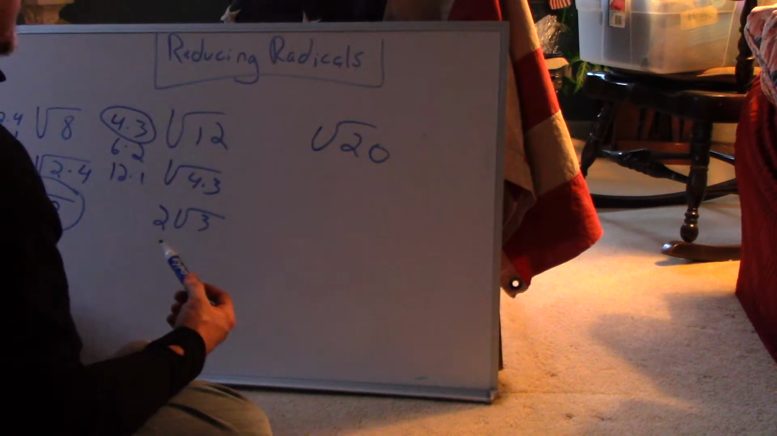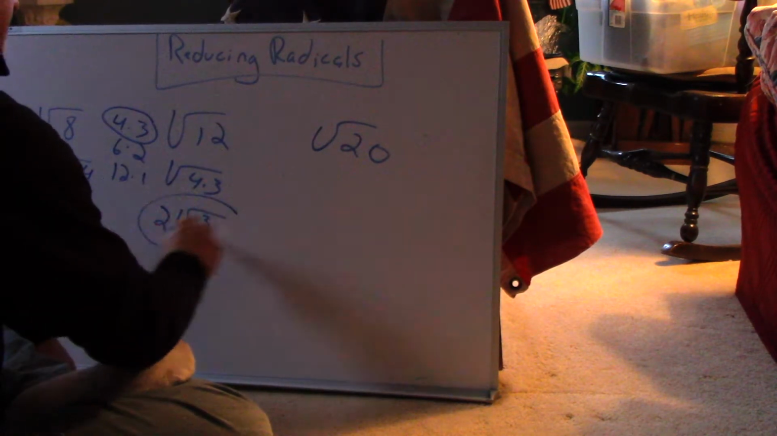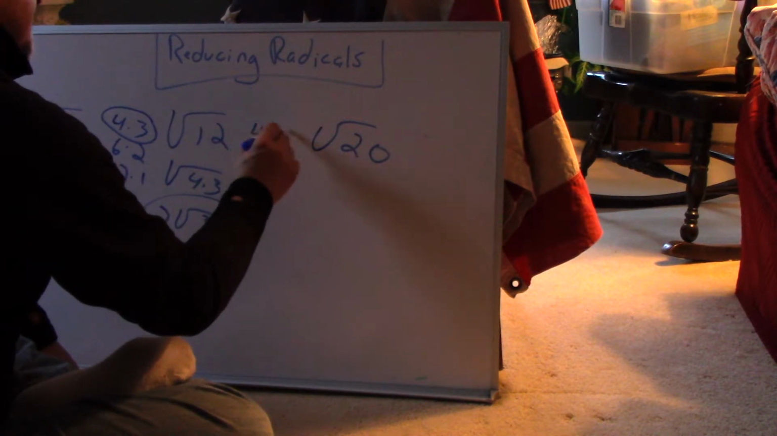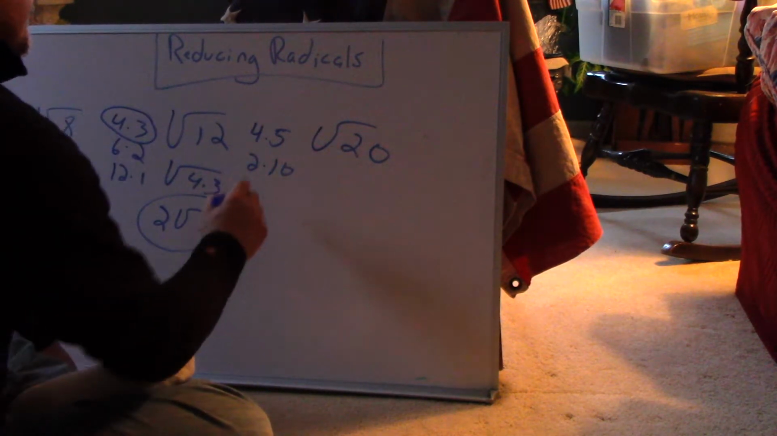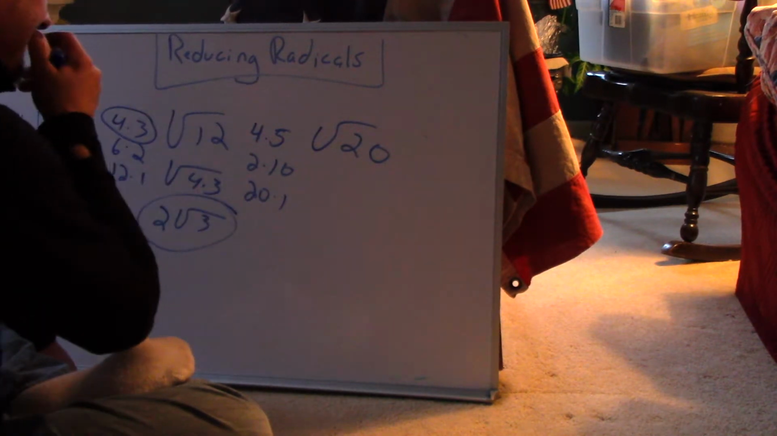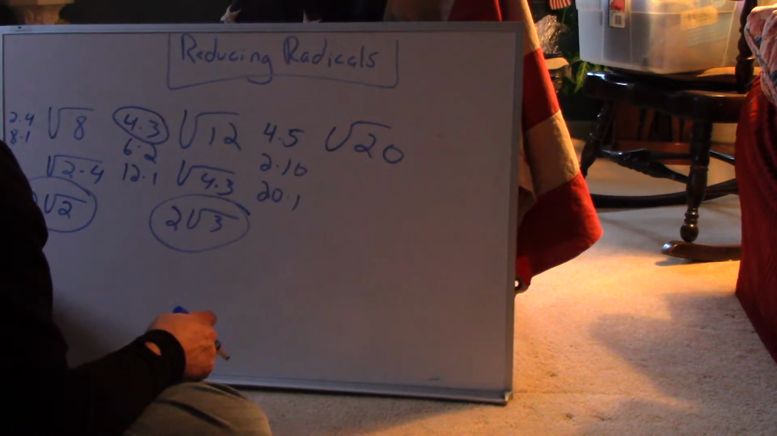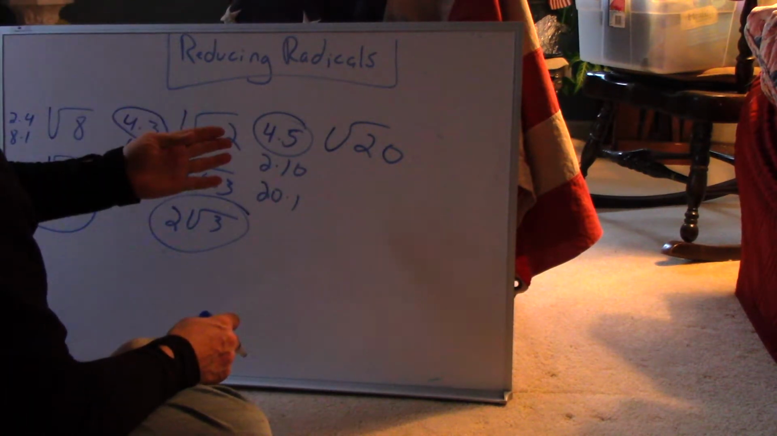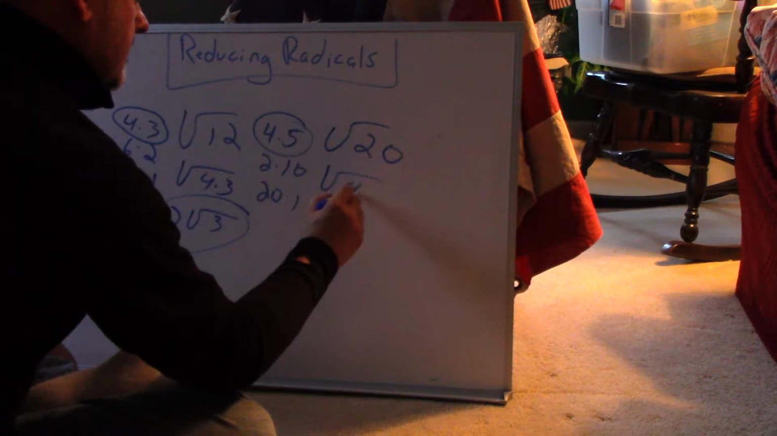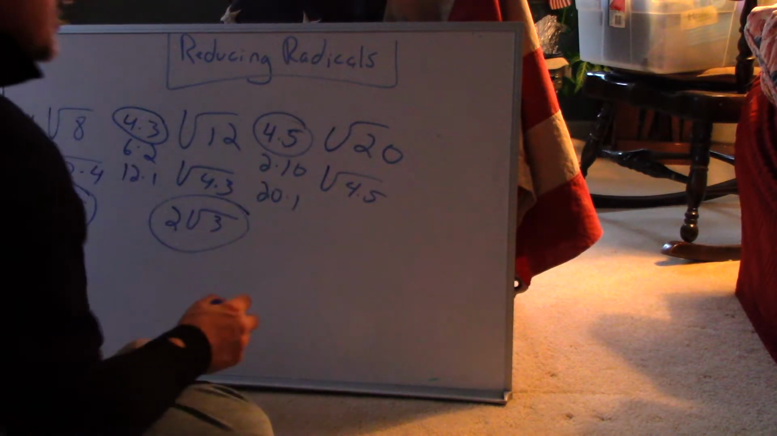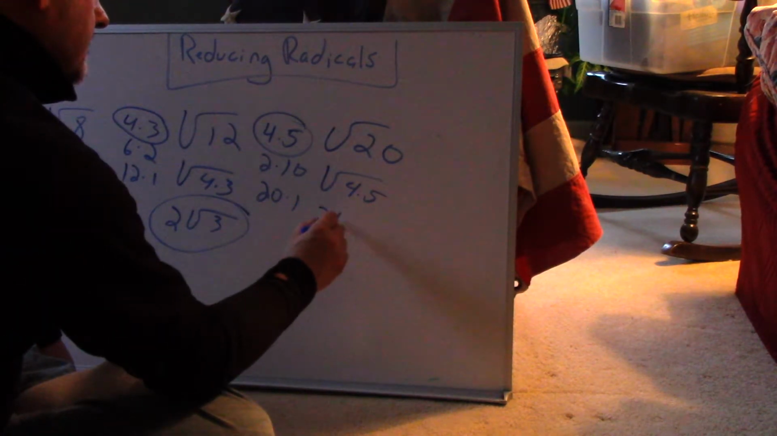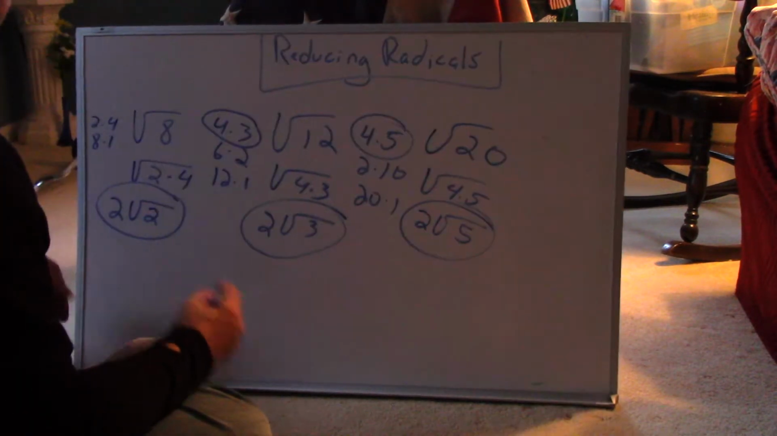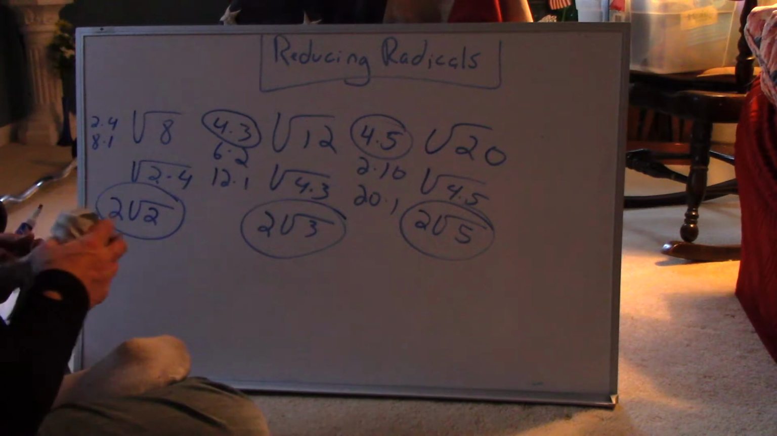Here's another one. Radical 20. What are the factors of 20? 4 times 5. 2 times 10. 20 times 1. Okay. Well, obviously, keep dealing with that 4 is what I noticed so far. 4 times 5. Square root of 4 is 2. That comes outside with a 5. That's it. 5 you can't do anything with because it's not an even square root, so it stays.